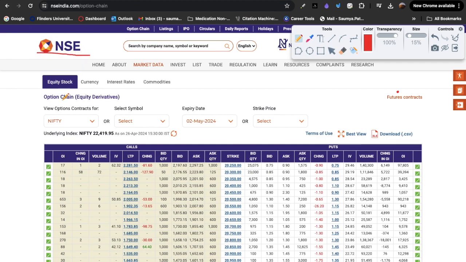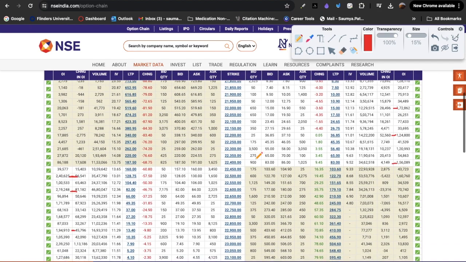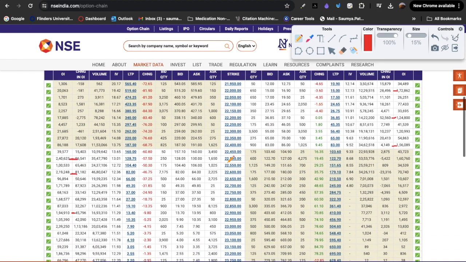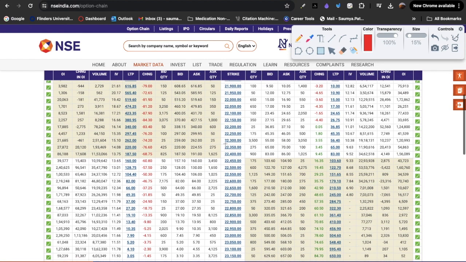Firstly, I'll open NSE's website. In there, I'll open Nifty's option chain and its last Friday's closing option chain. If we go to the ATM price, which is 22,400 here, now we'll only look at out of the money options and we'll look at 10 strikes up from the ATM and 10 strikes below the ATM. So in our case, it's from 21,950 to 22,950.